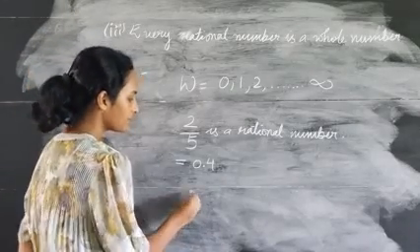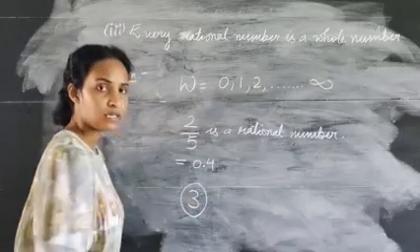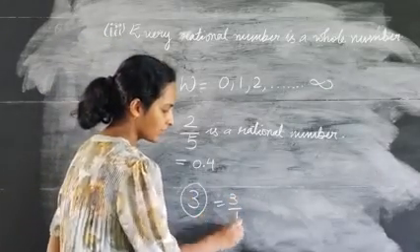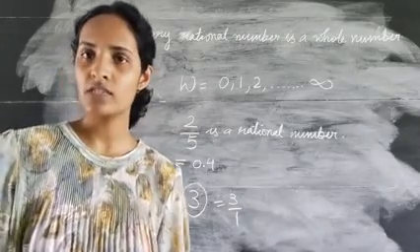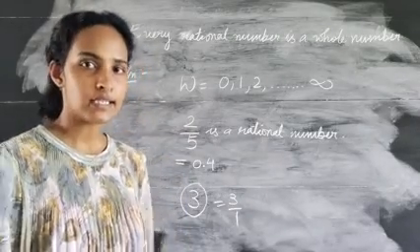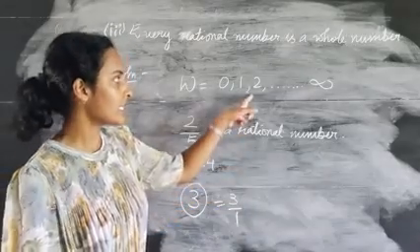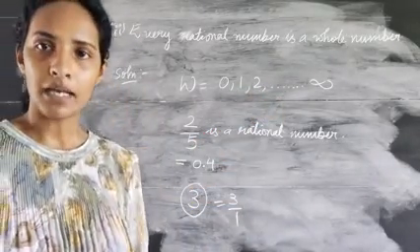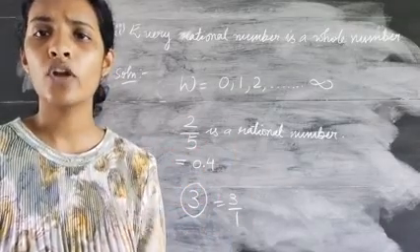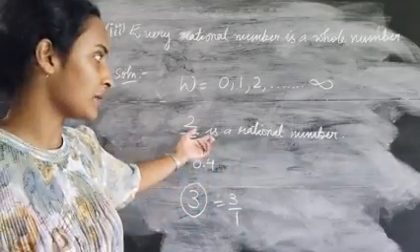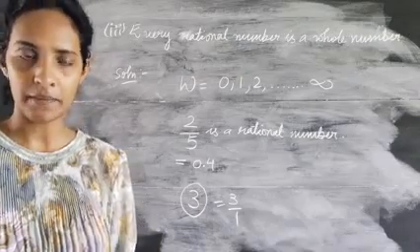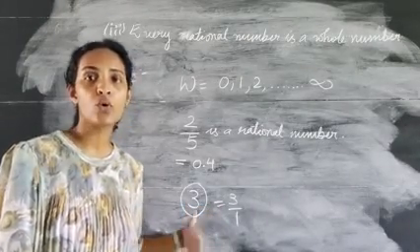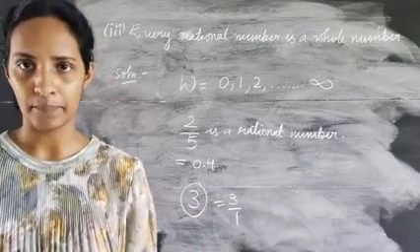For example, 3. Is it a rational number? Yes, 3 is 3 by 1, so P by Q form. That means 3 is a rational number. And is 3 a whole number? Yes, it comes after 2, right? But some rational numbers are not whole numbers. So there are numbers which are rational numbers as well as whole numbers, but not all numbers.